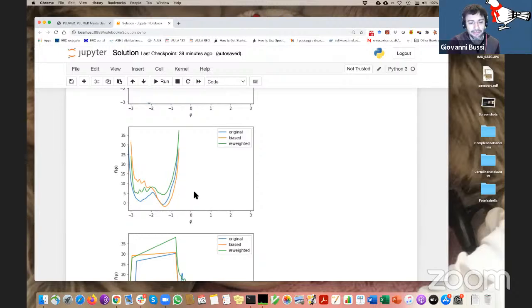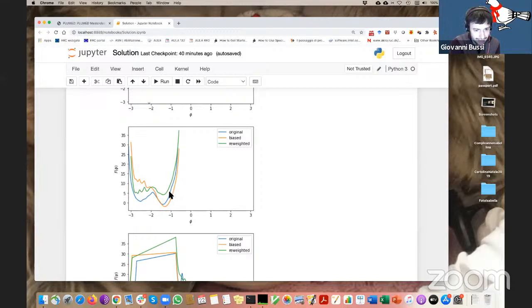Like maybe if I have two objects binding, maybe I want to use as a reference the unbound state. So I set to 0 the free energy of the unbound state. And then maybe my free energy becomes negative instead of positive. But that's more an aesthetic reason. You have to think about which is the message you want to convey and how you want to comment the figure.